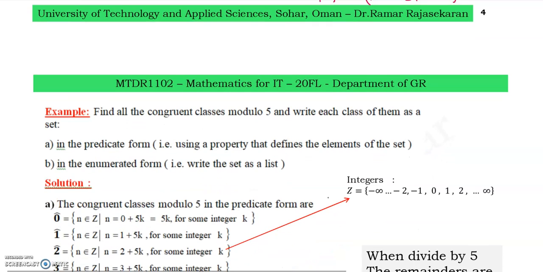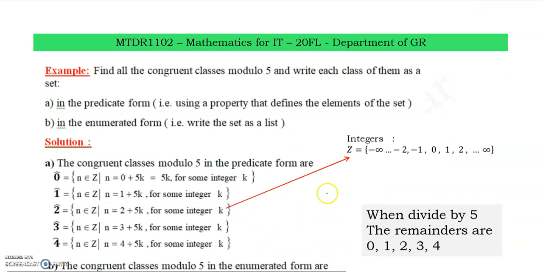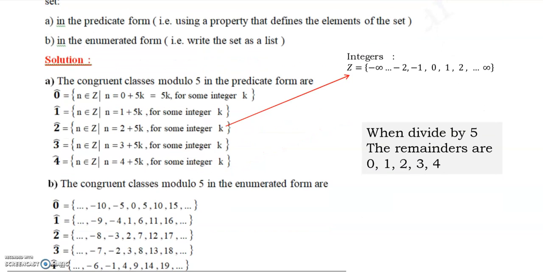Okay, now we will see all the congruent classes modulo 5 and write each class as a set in two methods, in two ways. The first one is the congruent classes modulo 5 in the predicate form. Here we are writing congruent classes modulo 5.